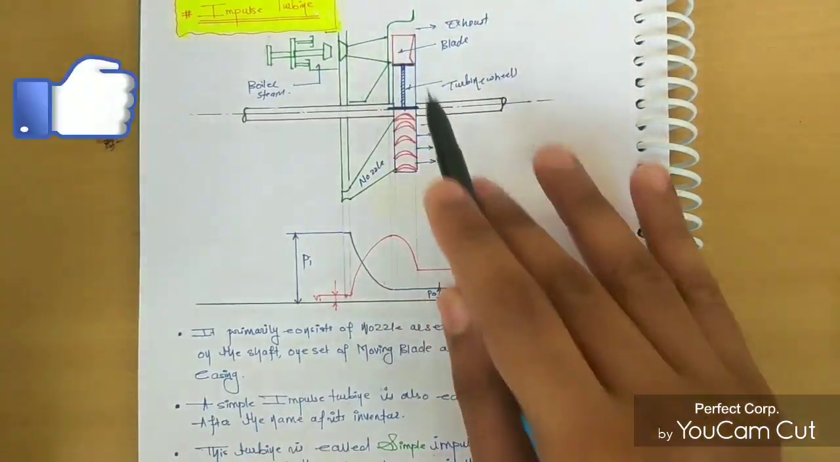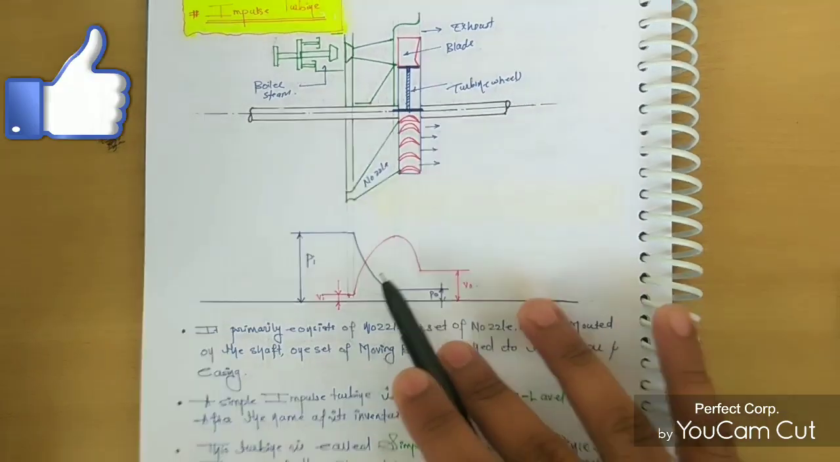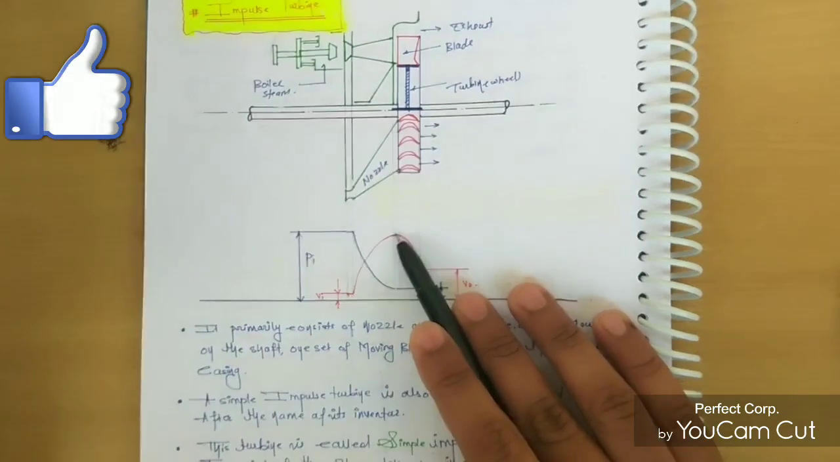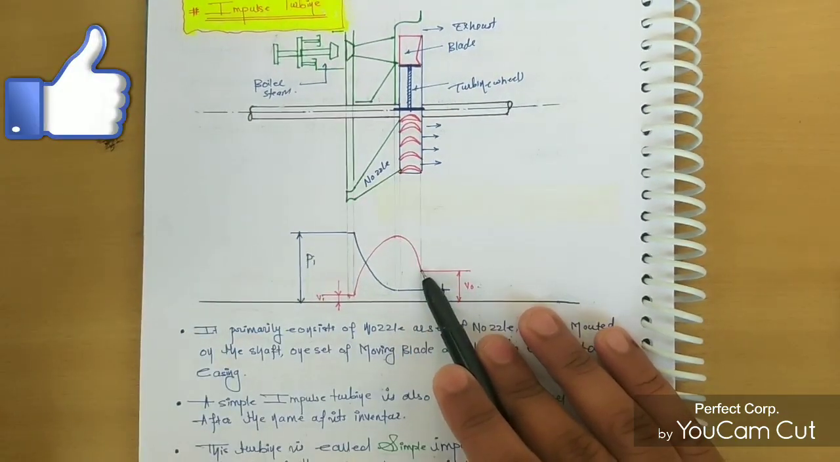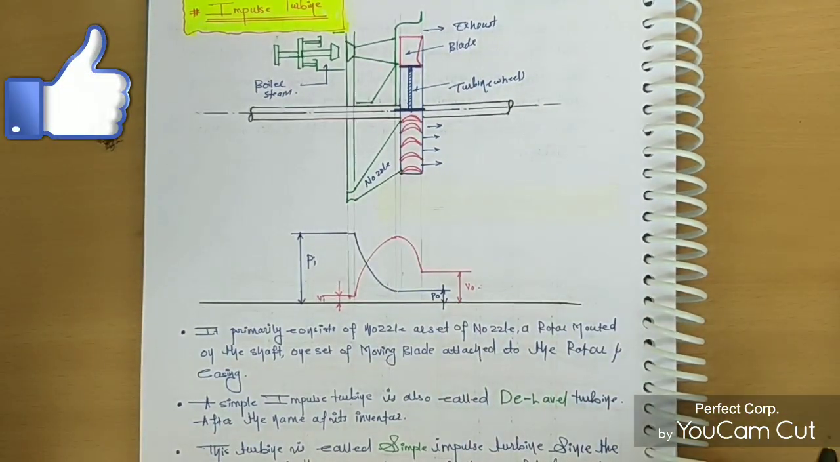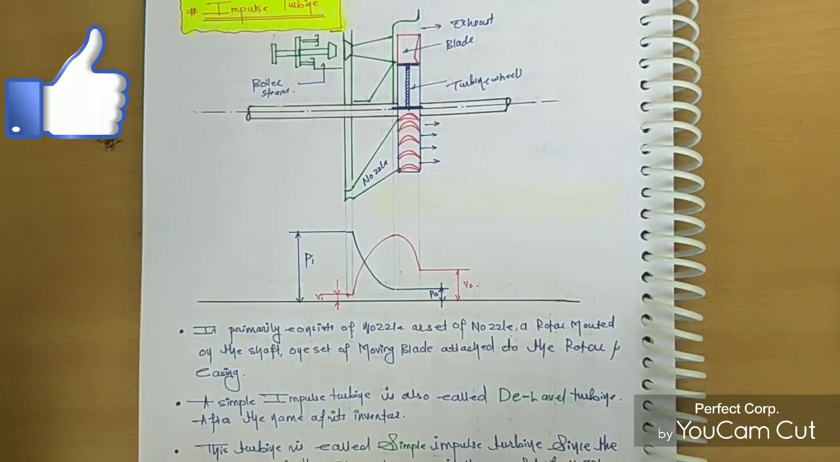nozzle. After that the pressure is constant throughout the wheel, and here the velocity of the steam consequently increases, and the velocity drop occurs in the wheel and is later on constant after exhaust through the turbine. This is the basic principle of the impulse turbine. This is also called the de Laval turbine, after the inventor of the impulse turbine.